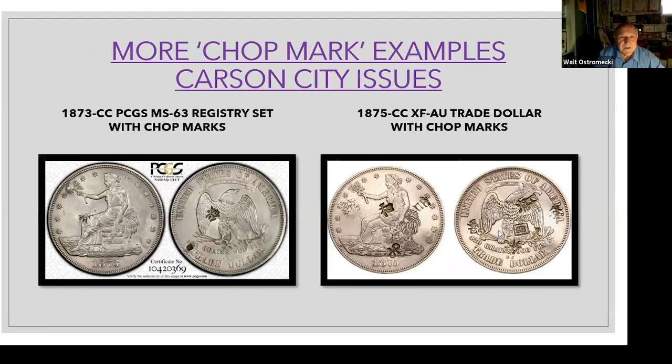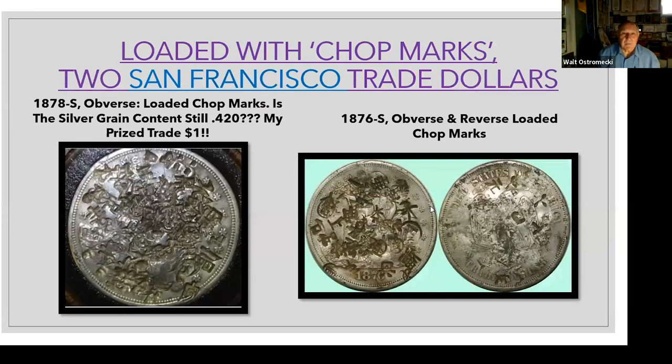There are more chop mark examples. I brought in a Carson City, which I don't have in my collection. There's a couple, but for some reason it doesn't have that many chop marks. This is in a registry set. So it's interesting to see on the right, you've got a 75-CC in AU grade with some nice chop marks, especially on the back, where they were chop marked just randomly, wherever the merchant felt like putting it.